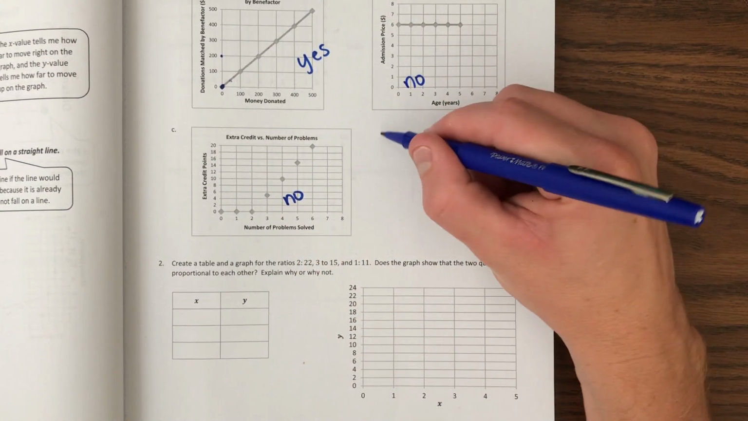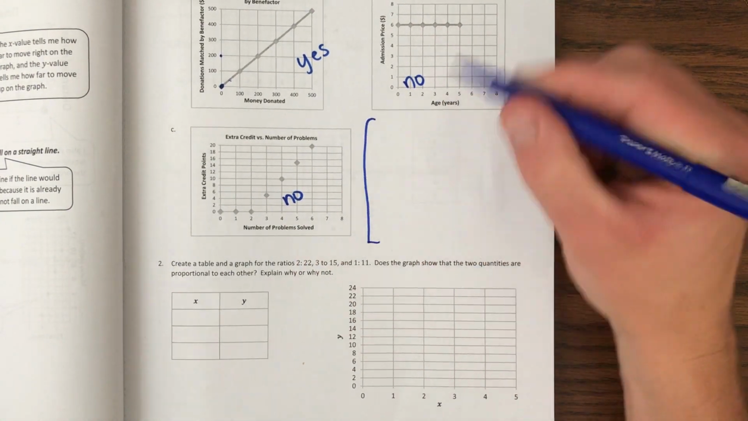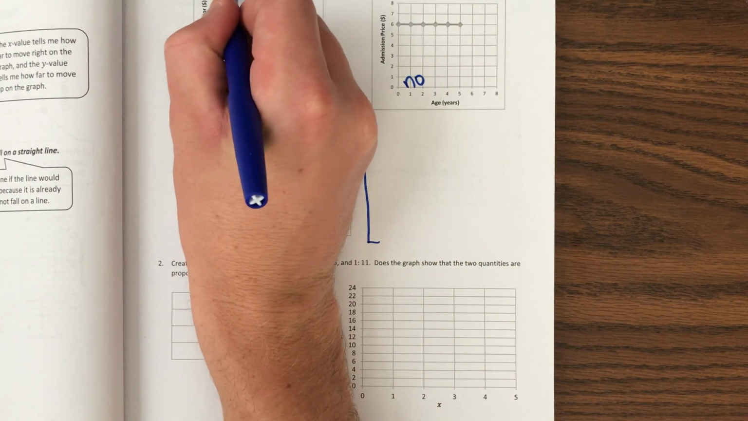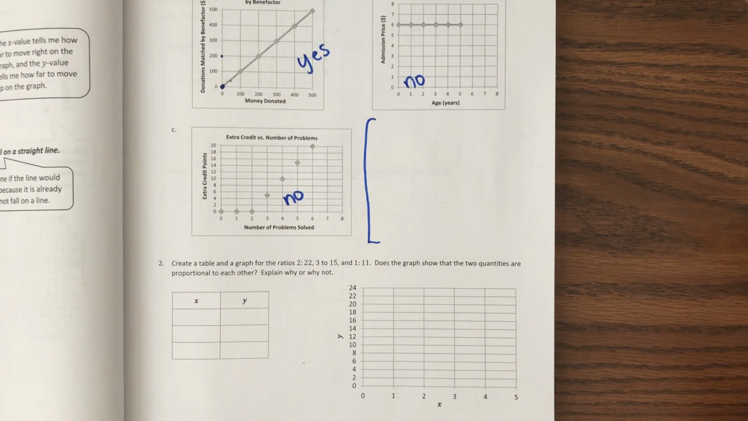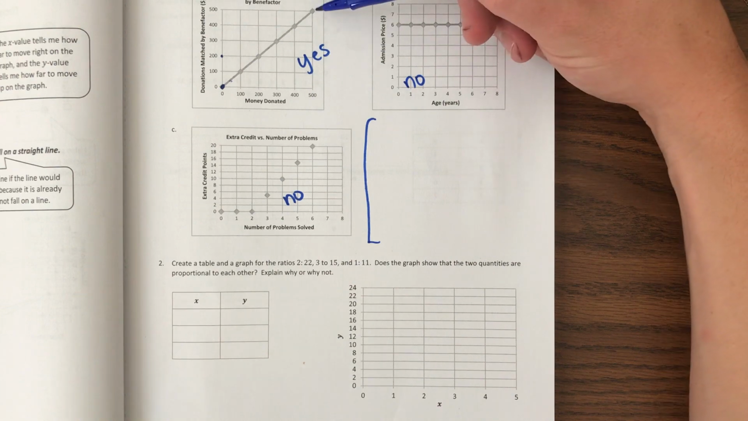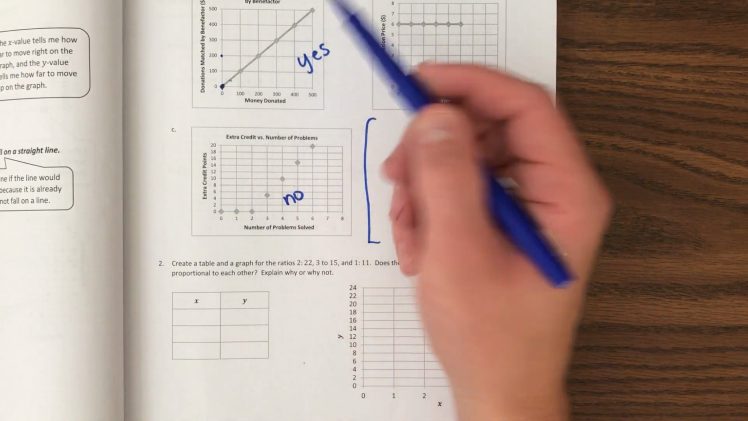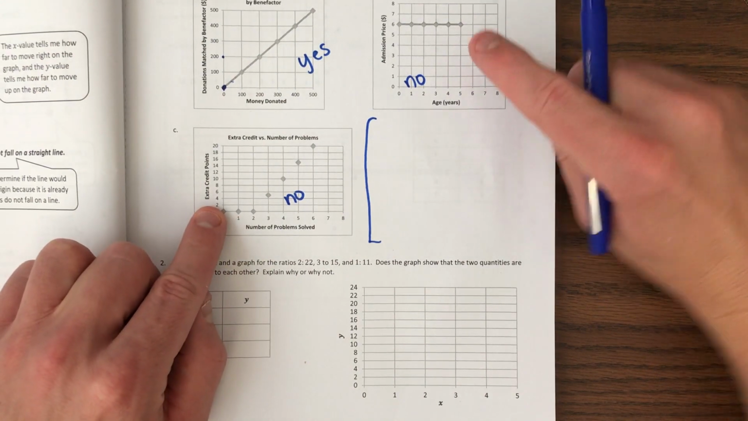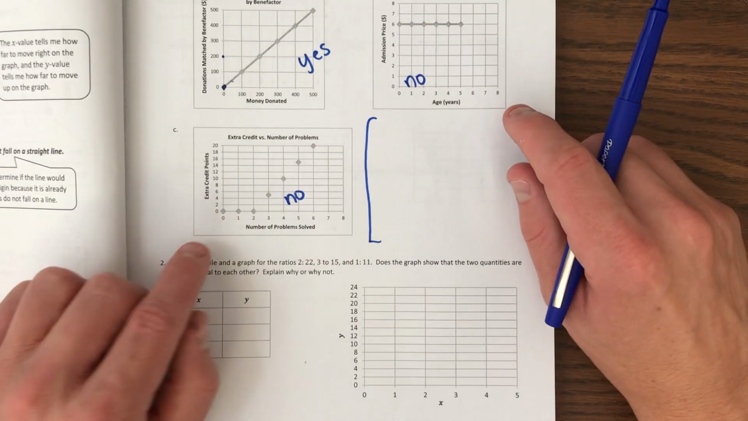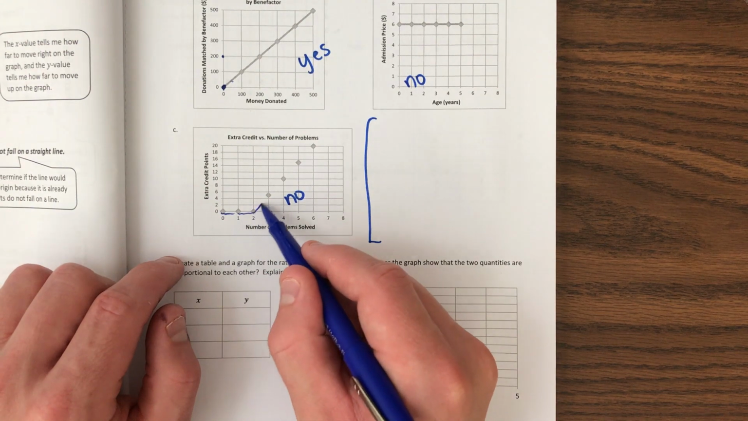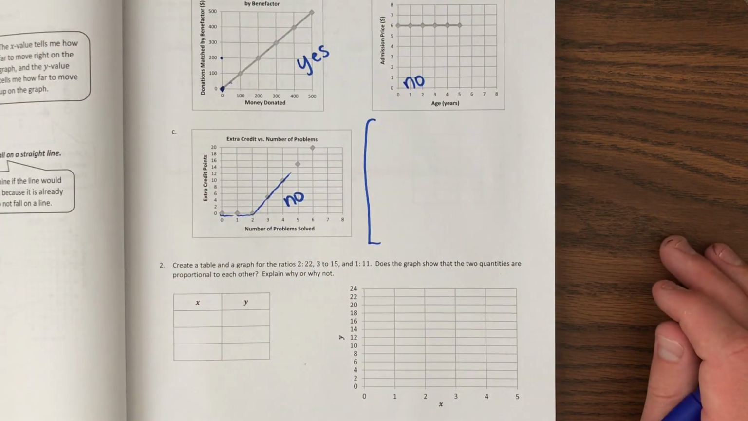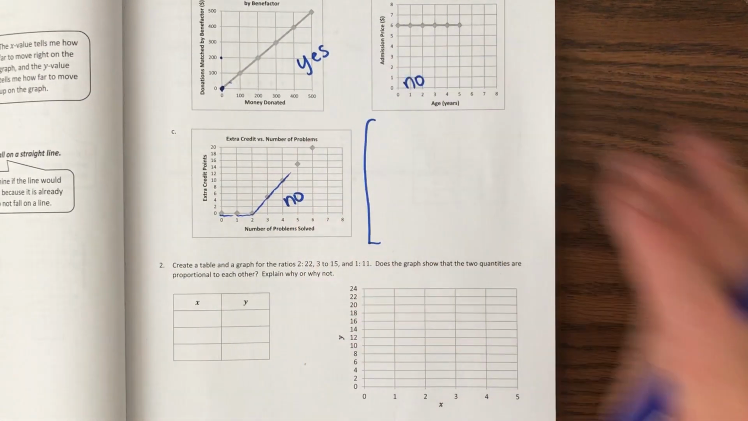And over here is where I think you should write some sort of explanation for your reasoning. And your reasoning should be something as simple as graph A contains the origin and it is a straight line, while the other two, well, this one's straight but it doesn't go through the origin, and this one has a big crooked part in it, so that's why these two can't be.